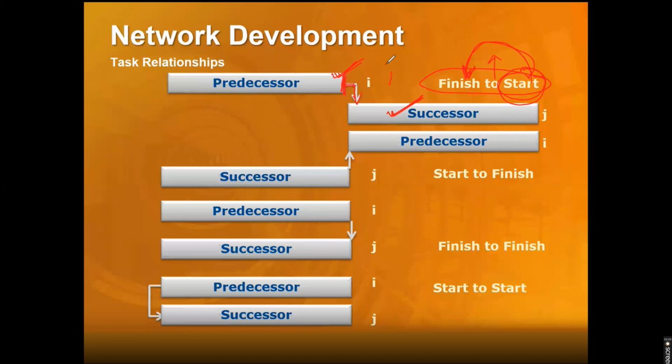So we talked about the most common one. I'll give you examples for all of them. Let's talk about this one, with an example also. This is brickwork. This is plastering. That's a finish to start relationship. That should be the right one to change to black color. So this is brickwork and that's the plastering.